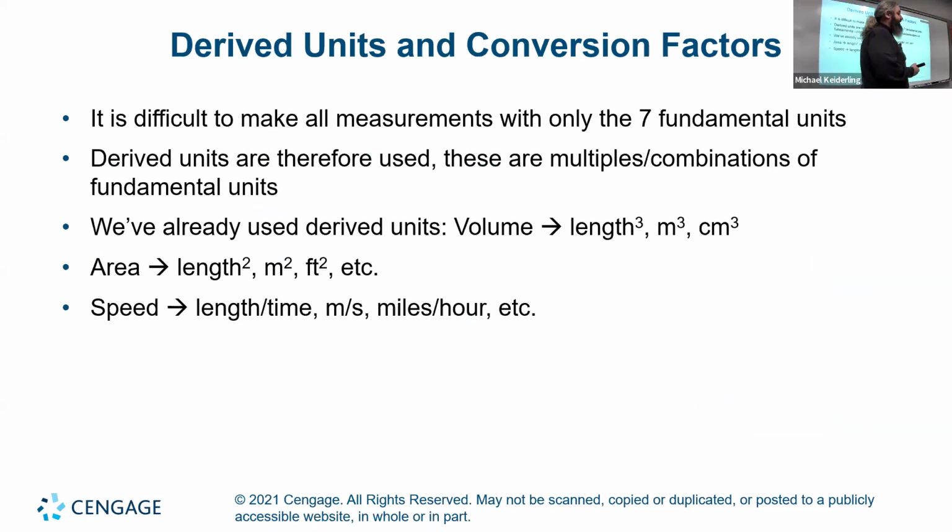Now, it's actually kind of tricky to make any measurements directly with just the fundamental units. So what we've done is we've derived units based on them that are combinations of these fundamental units. We've already talked about some. Volume, for example, is length cubed. So that's meters cubed, centimeters cubed. Area is length squared. Square meters, square feet. Speed is length over time. So this will be things like meters per second, miles per hour, kilometers per hour.